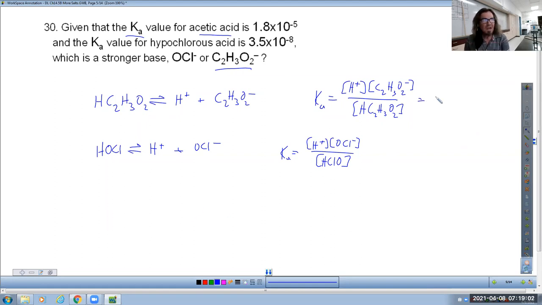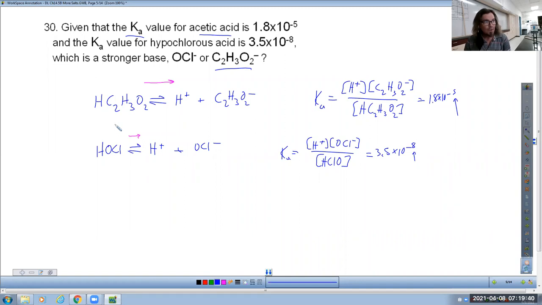So they gave us a Ka value, 1.8 times 10 to the negative fifth, and that is the number that we're keying on here. And down here we have 3.5 times 10 to the negative eighth, and I'm still keying on the exponent. The fact that this says 10 to the negative fifth means that the Ka for this one is 1,000 times stronger than the Ka for this one, which means this acid is 1,000 times stronger than the hypochlorous acid. That tells me this reaction is going to proceed further to the products, and this reaction is not going to proceed as far to the products.